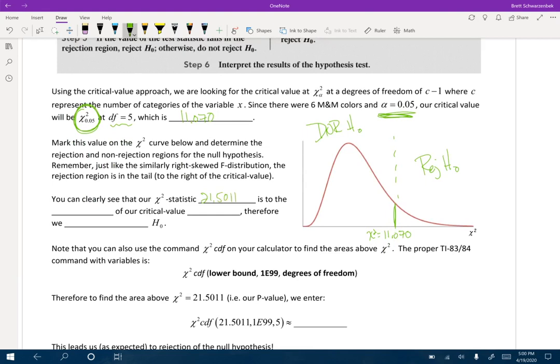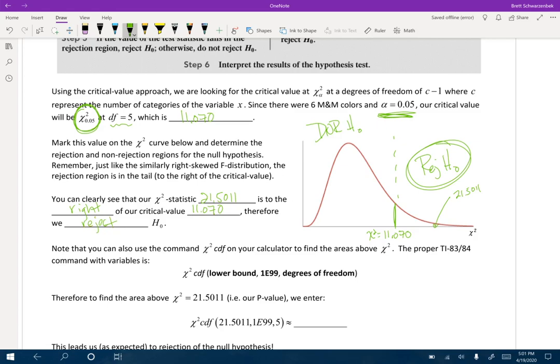Okay, is it to the right of our critical value of 11.070? It is to the right of that. So over here somewhere is going to be our 21.5011. Therefore, what do we do with H0? Well, it looks like we're in the rejection region, so we reject H0. So that's your decision, basically.